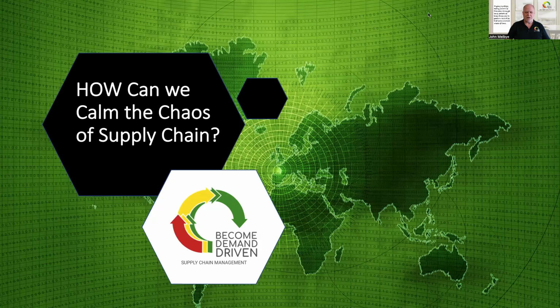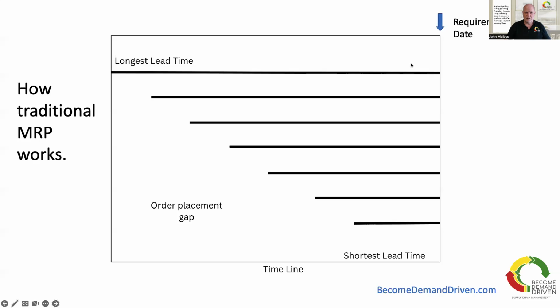And today I'm asking the question, how can we calm the chaos of supply chain? Never mind when the chaos started or how it became so chaotic. Those of us in supply chain have known the chaos of supply chain for many, many years. And though it's getting worse, it has always been a bit of a chaotic activity.